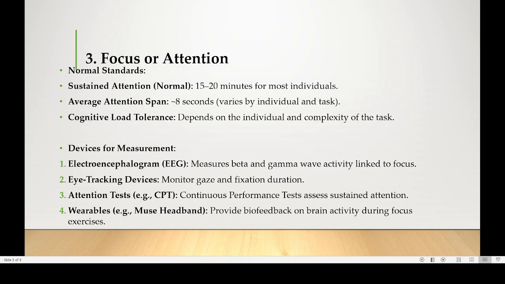And similarly, Muse wearable devices are the Muse headband. We will check what it is. It provides feedback on brain activity during focus exercise. We will check how this Muse headband appears. See this kind of device. Here you can see that these are all Muse headbands. You just put that headband on your head. That will give you an idea of whether you are deeply concentrating, how attentive you are.